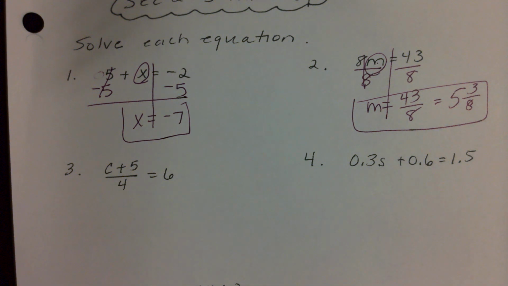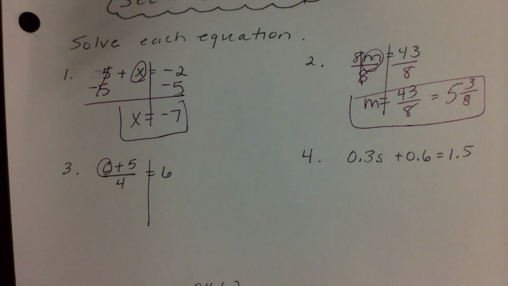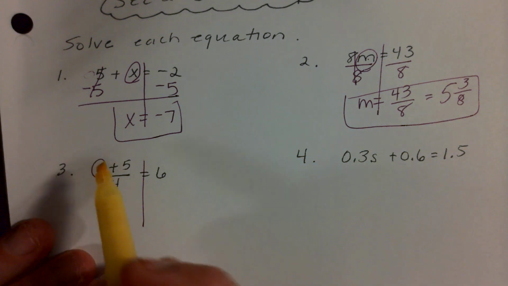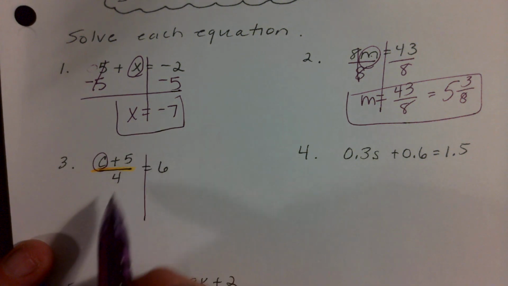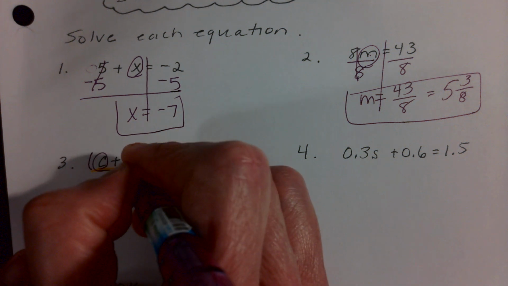Anywho, draw your line, locate your variable. Now the variable is kind of trapped up on top of that grouping symbol right here. So you can't just take the C out or subtract a 5. They go together right now. Until you get rid of that grouping symbol, that division, the C plus 5 goes together. Normally we'd say opposite PEMDAS, right? But this is grouped together.